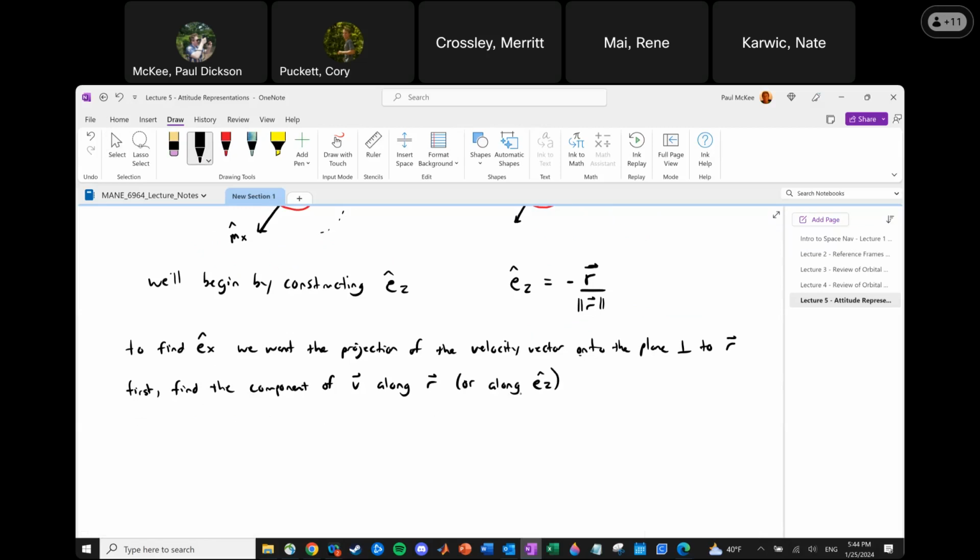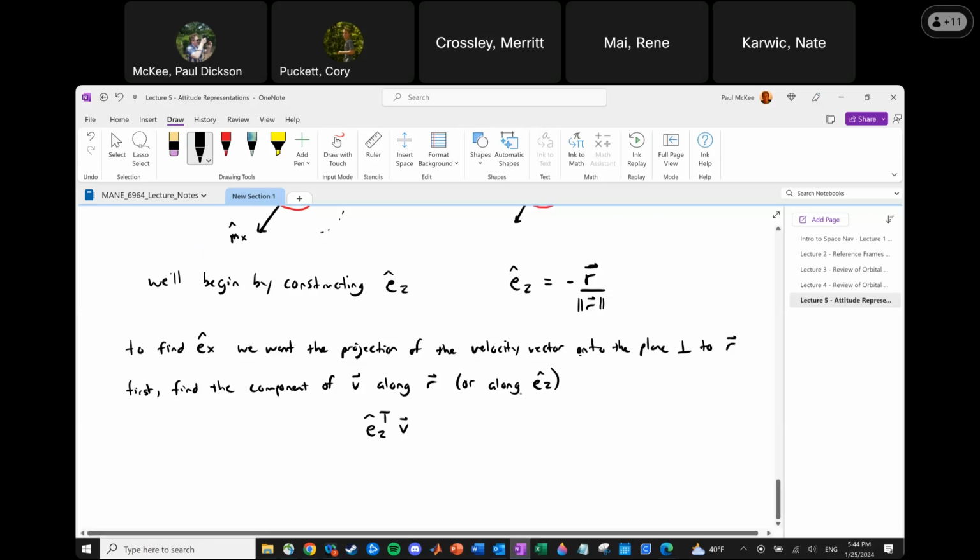Okay, so the way that we would do that is we would say, okay, the EZ vector transposed onto velocity, or velocity transposed onto EZ. This is essentially the dot product, right? The dot product of the EZ direction and the V vector gives us the component of velocity that is along the radius from the center of Mars to the spacecraft. So this is essentially the radial velocity. But this is going to give us a scalar. So all of this, we need to remember, is in the EZ direction.